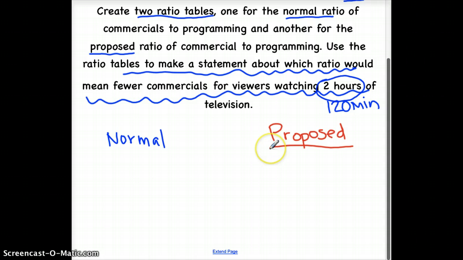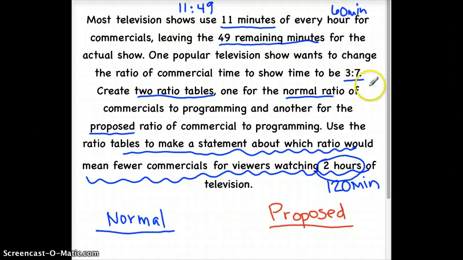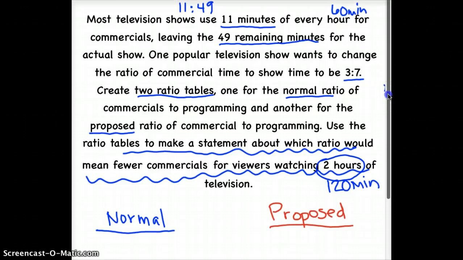Okay, let's do the normal one first. Okay, so here, 11 to 49. So let's set up this table. But remember, there's three things I need to keep in mind. I need to keep in mind the hour of television, how long it's going to take, because I need to get down here to 2 hours. I also need to keep in mind the commercial time and the show time. So that's three things I need to add on my tables.